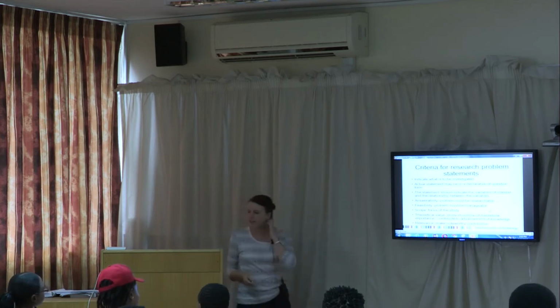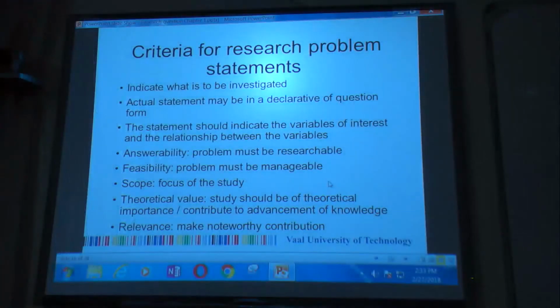Then we have the criteria. Just go through this, and if you've written your problem statement, go back to the criteria. See, does my problem statement meet the criteria indicated in this slide? The criteria include, for the problem statement, that you need to indicate what is to be investigated. What are you investigating? There should be a statement or a declarative question. I'm going to show you an example of that. Remember that word, declarative or question form.